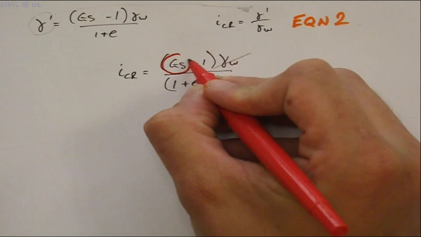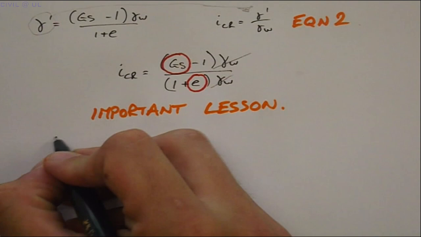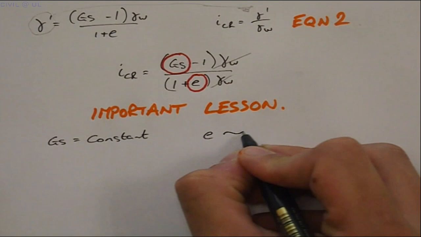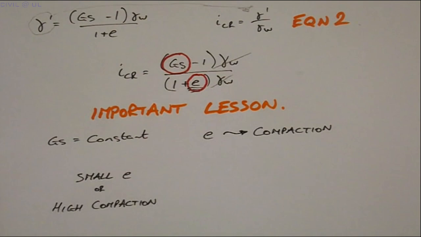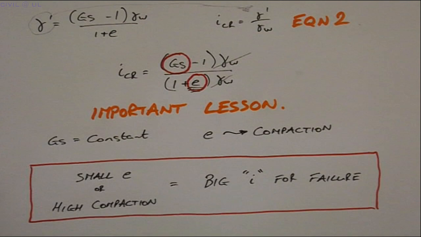There's an important lesson here for the engineer. We know that Gs is a constant for a given soil, and e, the voids ratio, is a measure of the soil's compactness or density. So with e being in the denominator, the smaller its value, the greater the hydraulic gradient required for the soil to lose its strength. This is one reason why it's necessary to compact soil during construction.